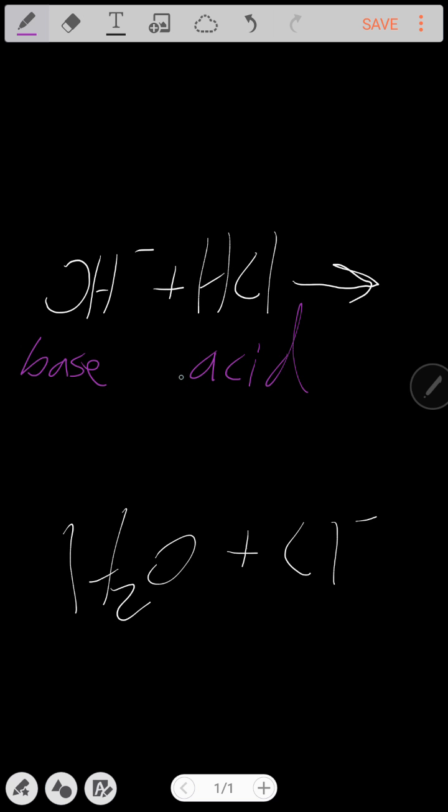So what happened to the acid? It looks like it gave a hydrogen to OH, and now it's Cl minus. So now that it's Cl minus, it can now accept a proton, which makes it a conjugate base. And H2O now has an extra hydrogen to give. Right, so this will be the conjugate acid. Fantastic, fantastic.